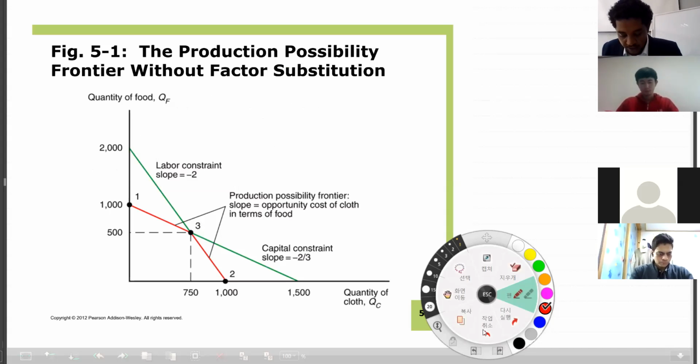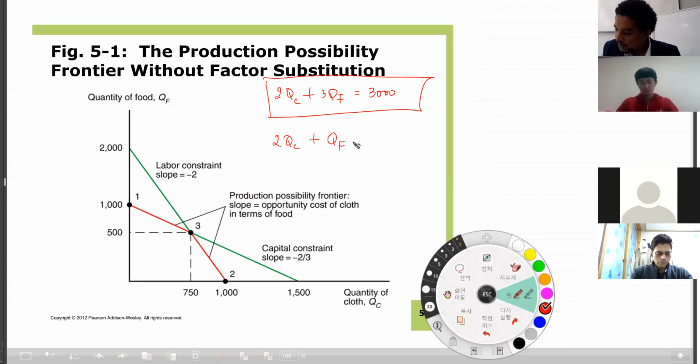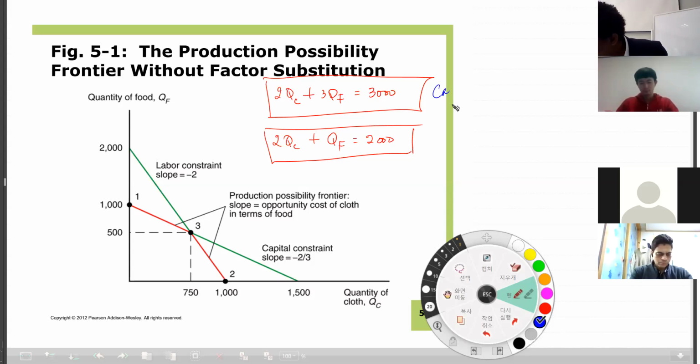So I will write the equations we have. The equation we have is 2QC plus 3QF is equal to 3000. This is the capital constraint we have, right? And we have 2QC plus QF, which is equal to 2000, and this is our labor constraint, right? So we have computed this. This is the capital constraint, and this is the labor constraint, right?